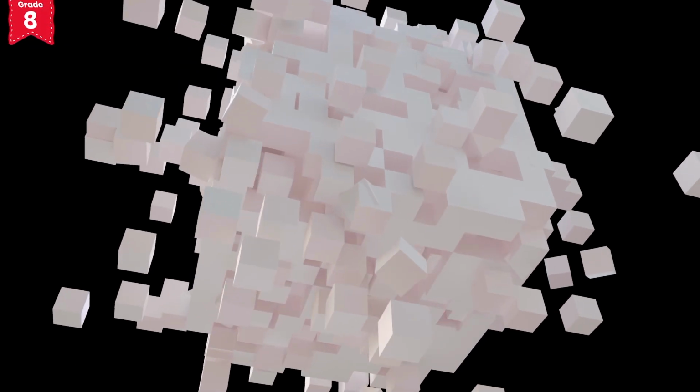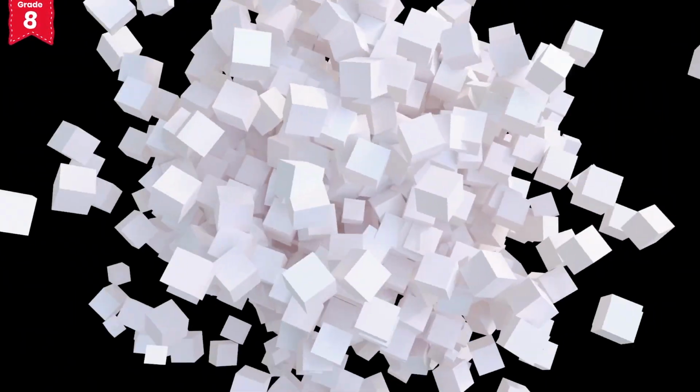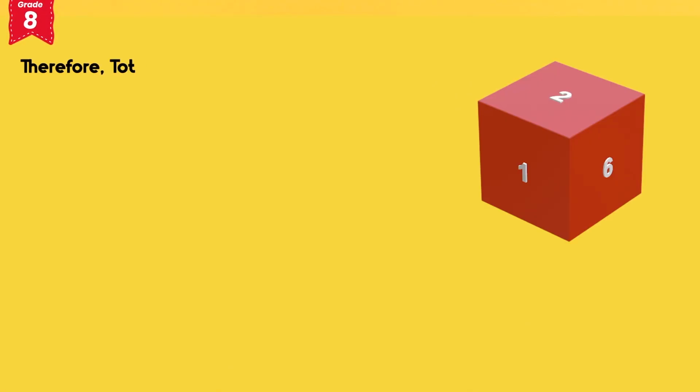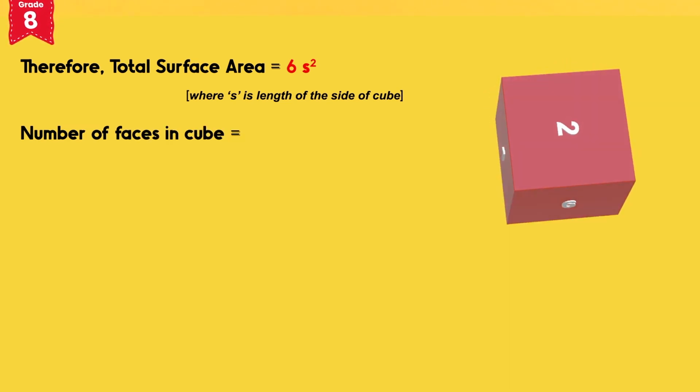Total surface area of a cube is defined as the area of all 6 faces of it. Here, all the faces are squares of equal dimension. Therefore, the total surface area is equals to 6s square, where s is the length of the side of cube. Number of faces in cube is equals to 6.